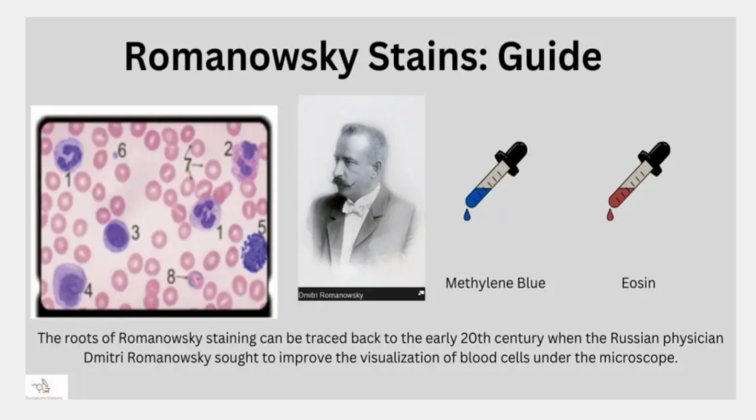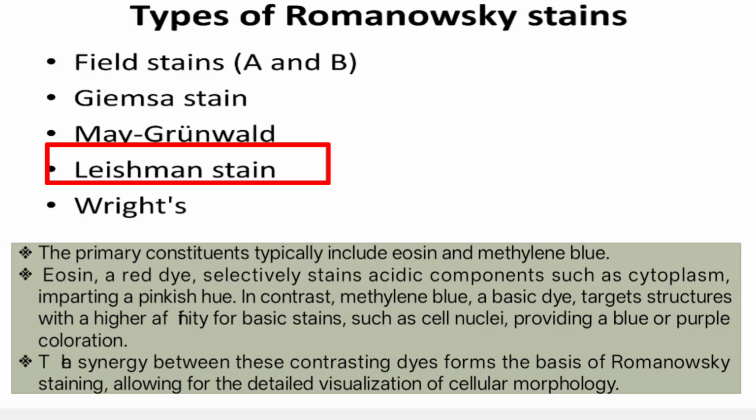The roots of Romanowsky staining can be traced back to the early 20th century, when the Russian physician Dmitry Romanowsky sought to improve the visualization of blood cells under the microscope. There are many types of Romanowsky stains: Field stain, Giemsa stain, May-Grünwald stain, Leishman stain, Wright stain. In this video we are going to discuss the Leishman stain.